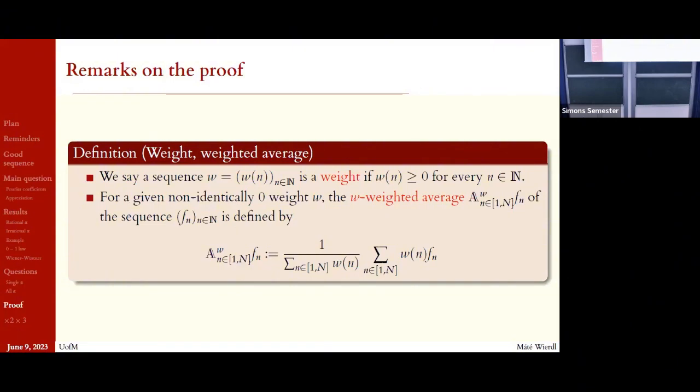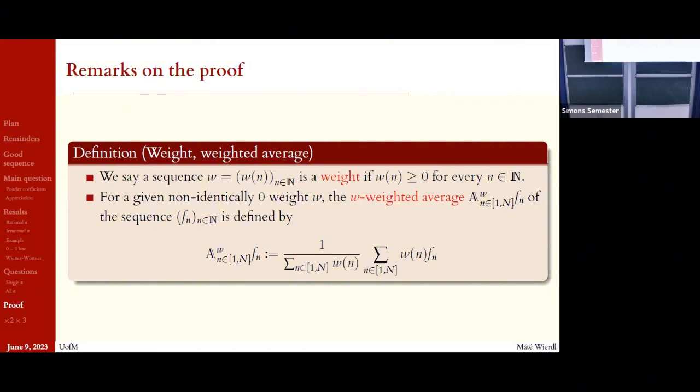So I just want to make some remarks on the proof. I'm not going to get into the proofs at all, just what kind of proof we have. So first we need a definition. We say that a sequence of real numbers W is a weight if it's a non-negative sequence, so for every n, Wn is greater or equal to 0. And this is just a notation. For a given non-identically zero weight, the W-weighted average is this.